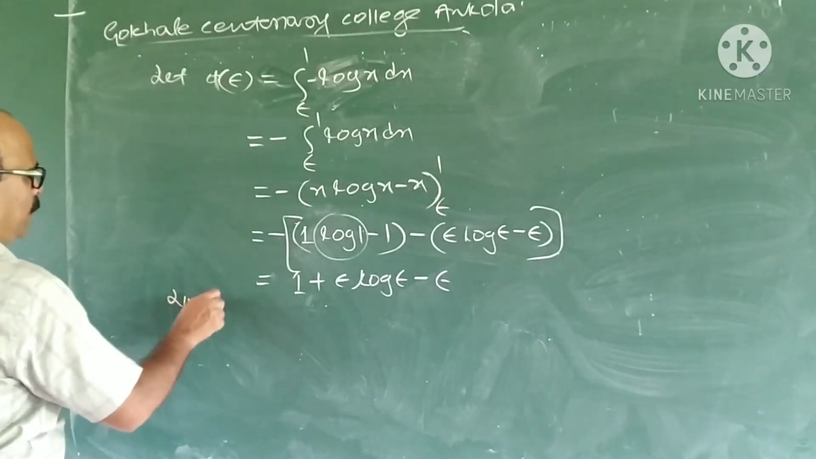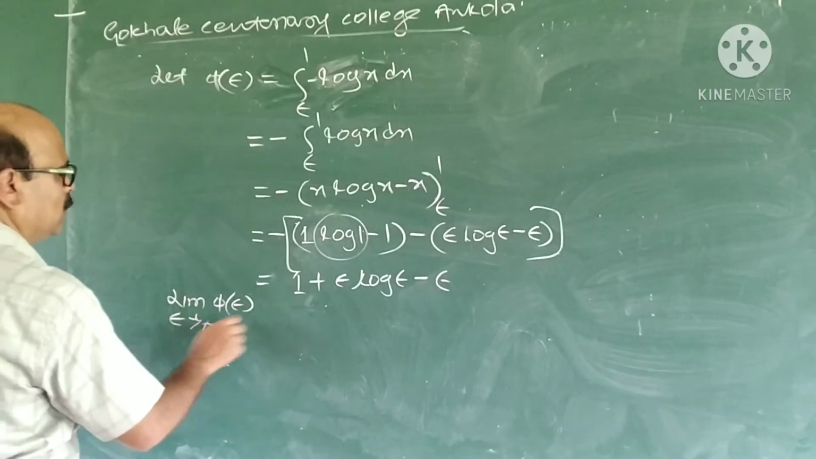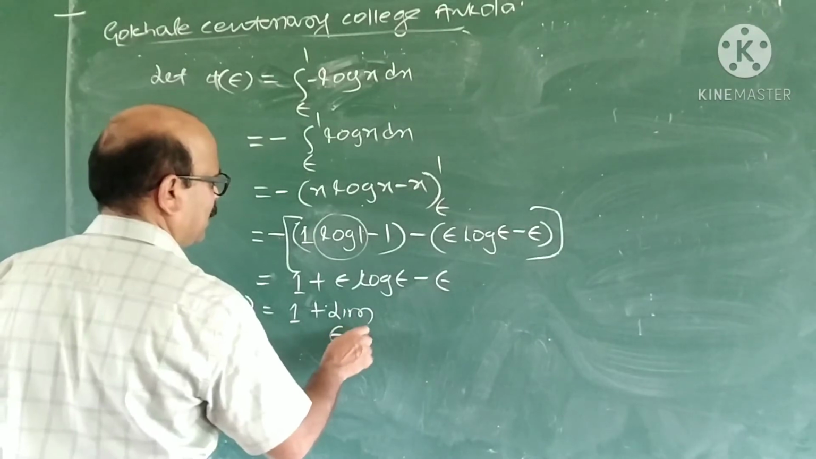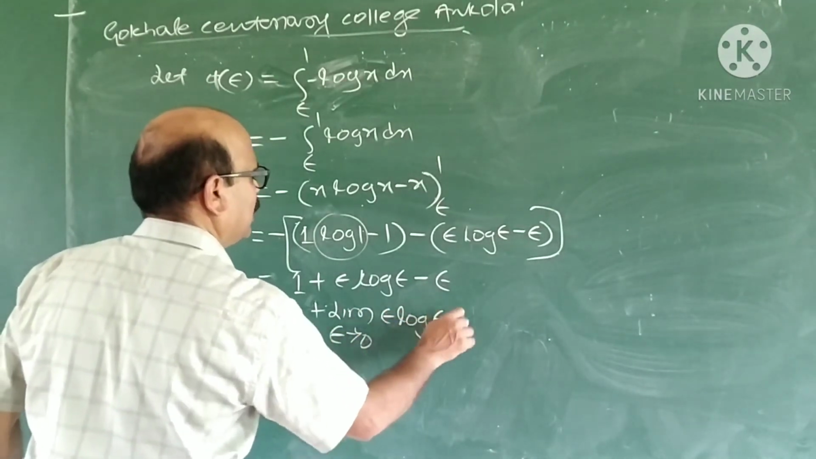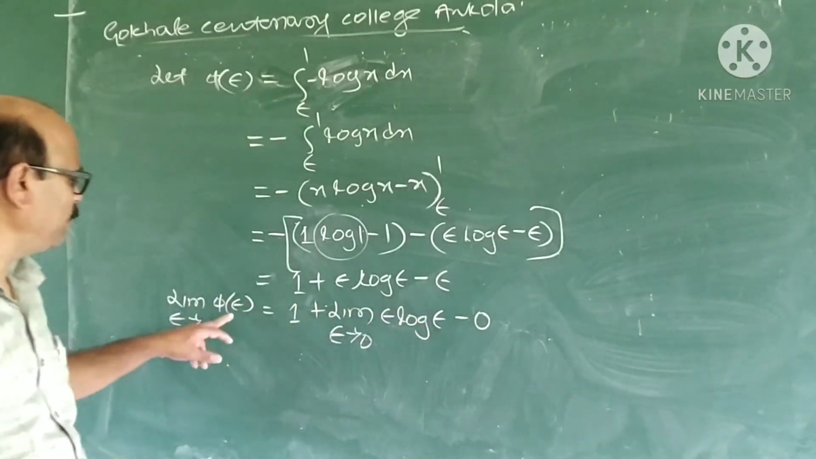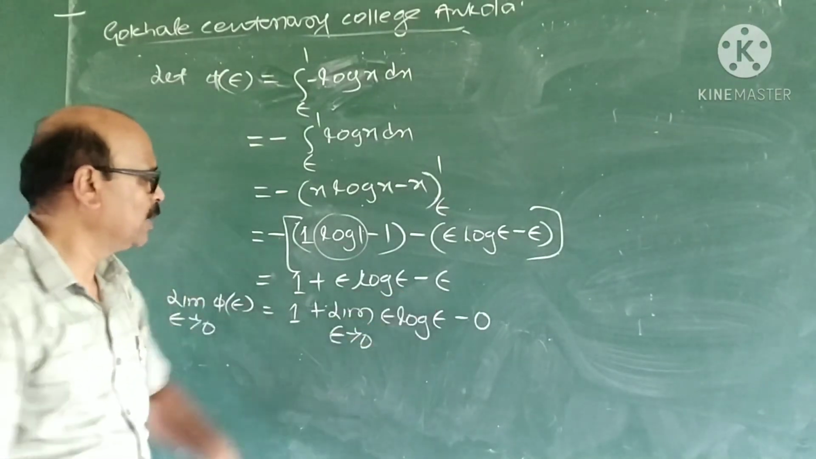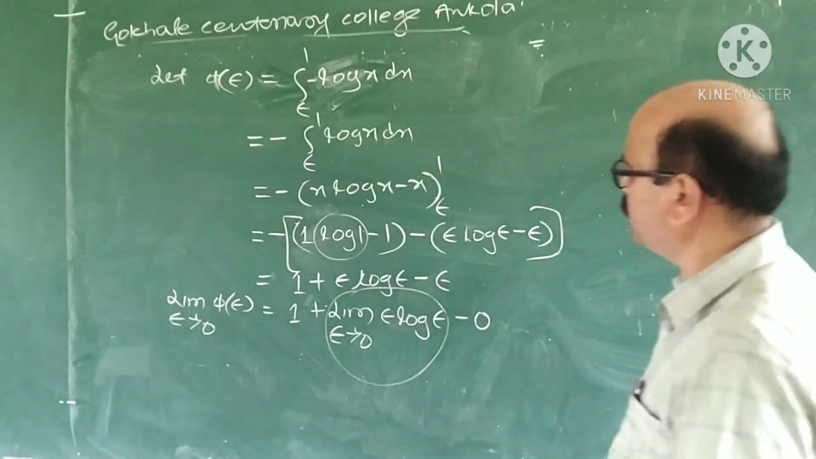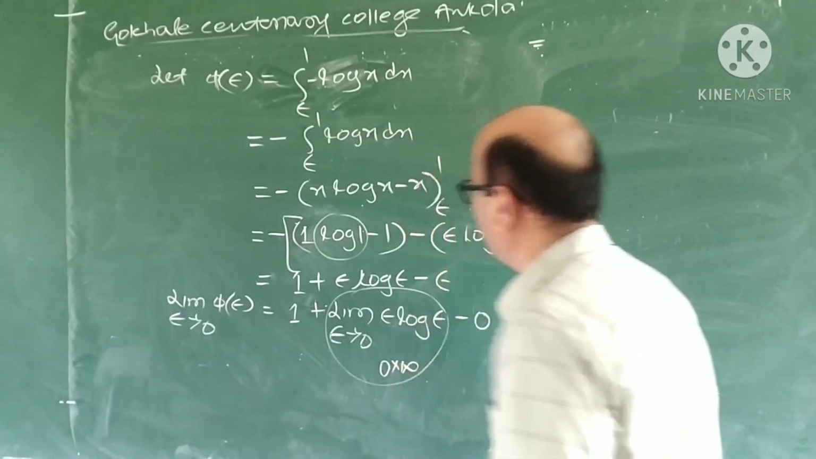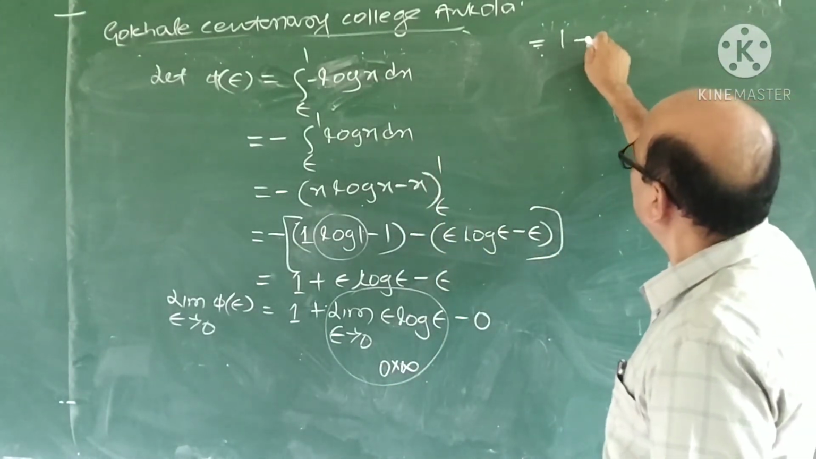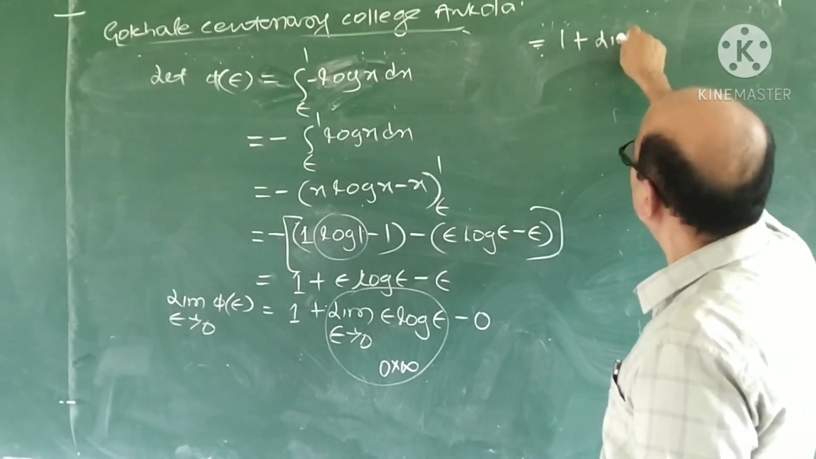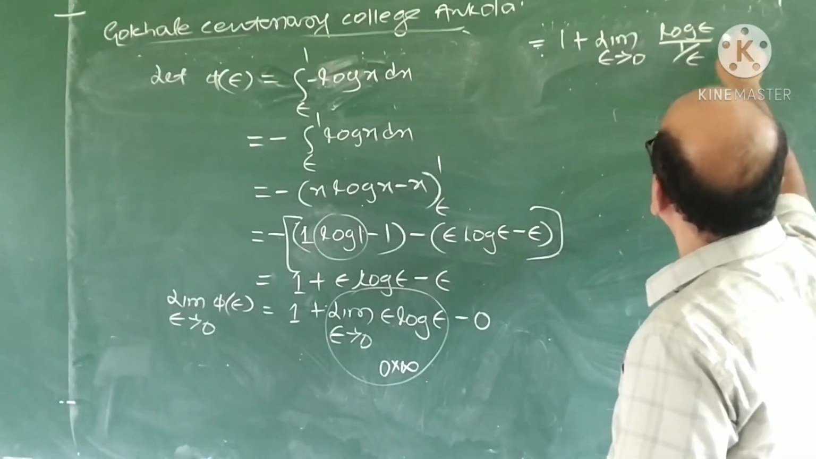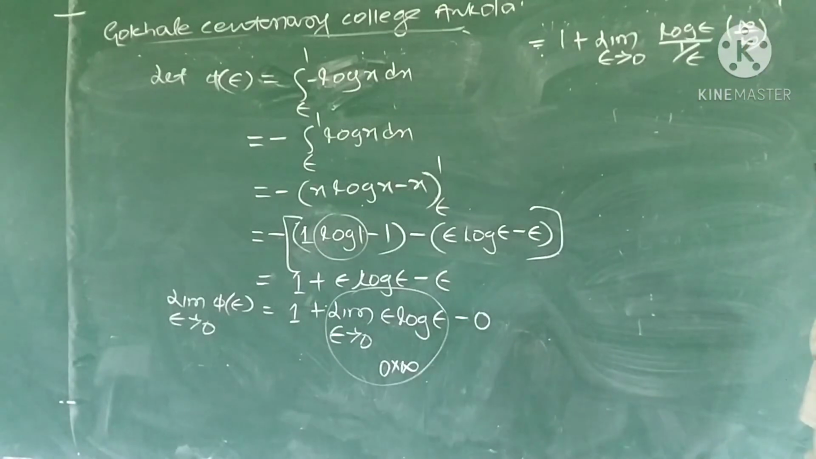Now take the limit as epsilon tends to 0. It is 1 plus the limit of epsilon log epsilon, minus 0, because only epsilon is there and it becomes 0. Now this is an indeterminate form, 0 into infinity, and to evaluate this we use L'Hospital's rule. Limit as epsilon tends to 0 of log epsilon divided by 1 by epsilon, which is infinity by infinity form.